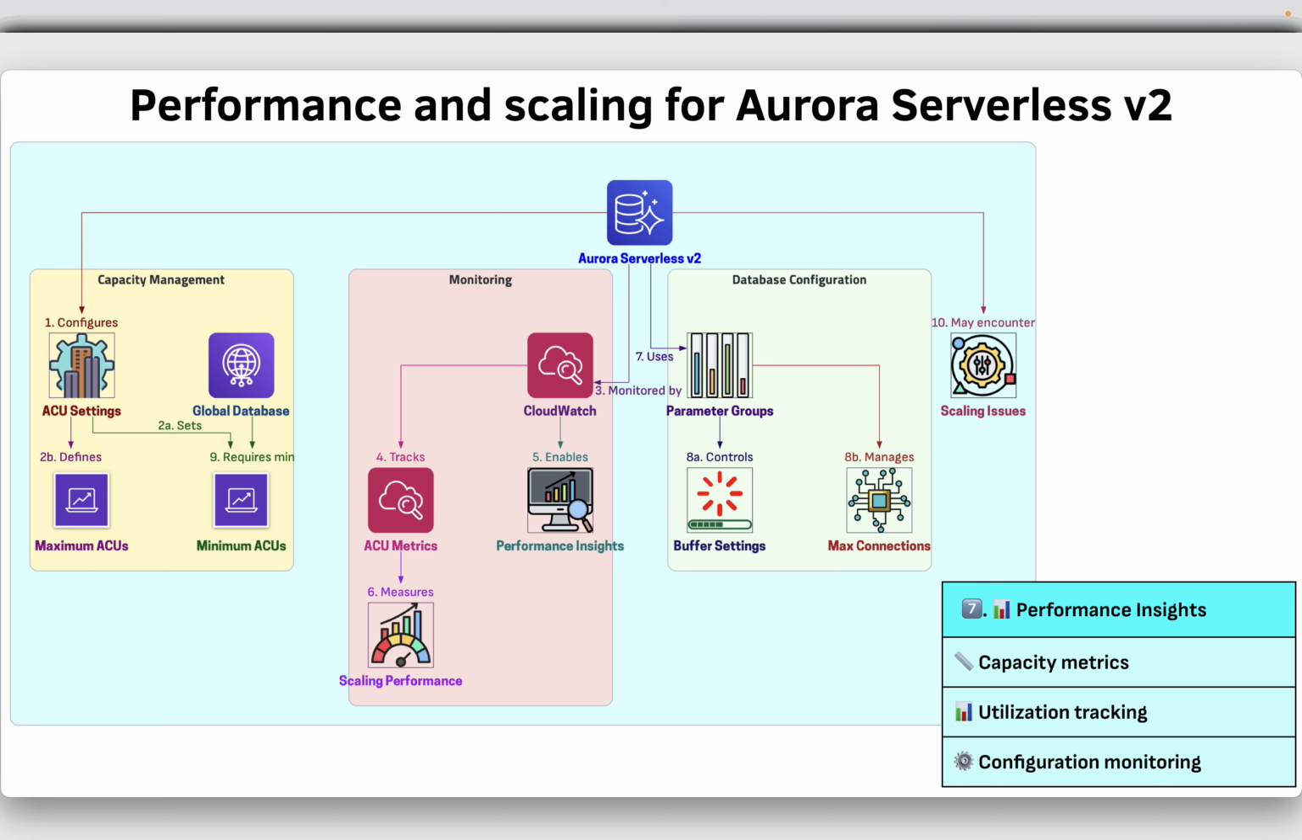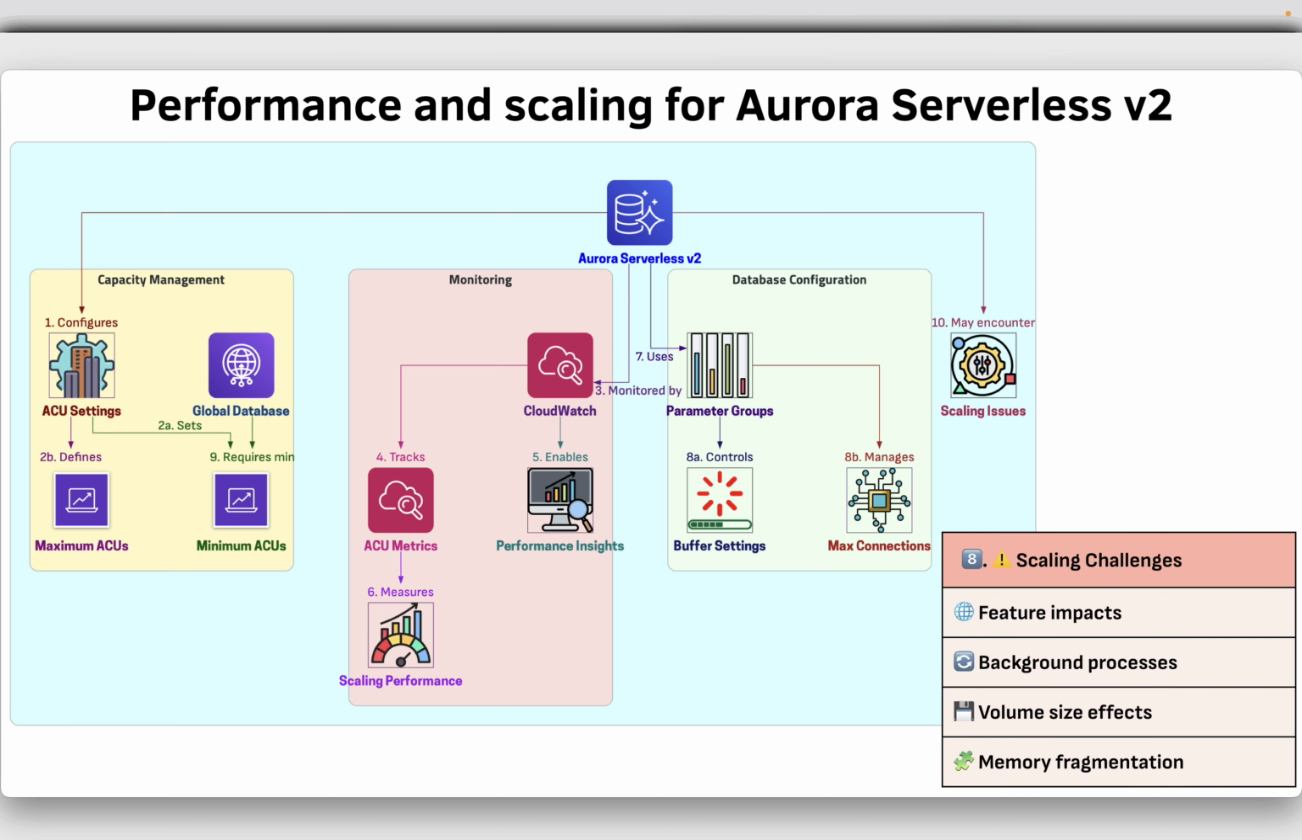Performance monitoring tools like Performance Insights provide specialized counters for Aurora Serverless, including serverless database capacity, ACU utilization, max configured ACU, and min configured ACU. So these are some important metrics when it comes to Performance Insights. Common scaling issues can arise from enabled features like global databases or Performance Insights, background processes, large database volumes, or memory fragmentation, potentially preventing scale down to minimum capacity.